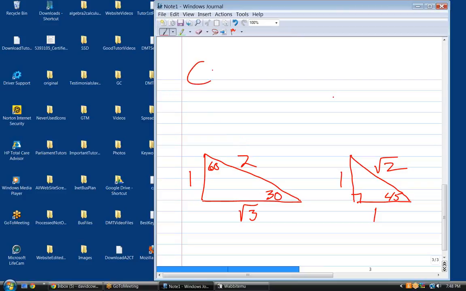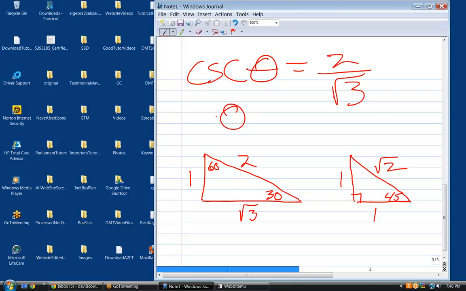If I said to you the cosecant of theta equals 2 over root 3, what's theta? Is it 30 or? No, it's 60. In other words, the sine is the reciprocal, right? SOHCAHTOA, sine is opposite over hypotenuse, so cosecant must be hypotenuse over opposite. Okay?